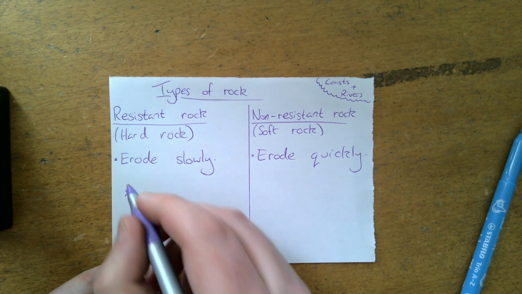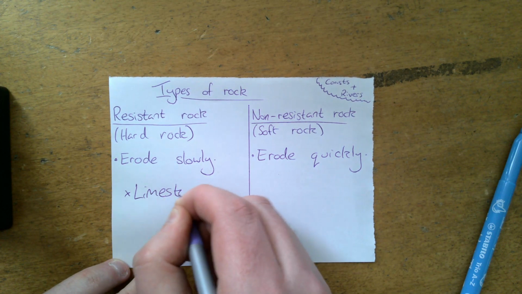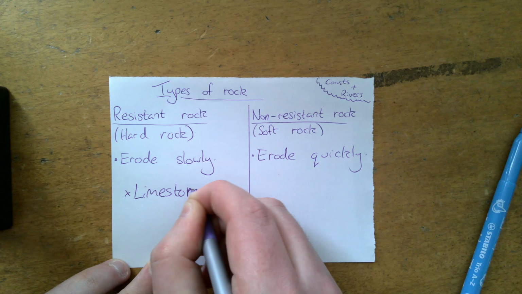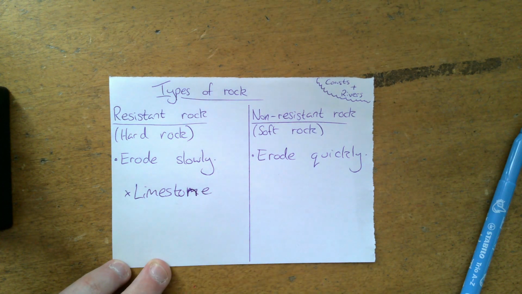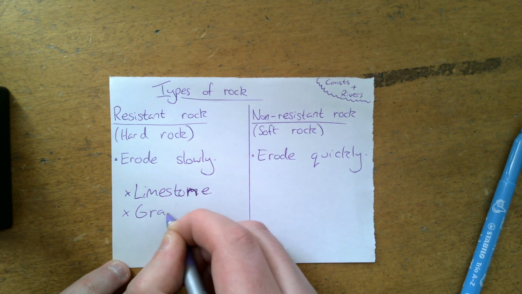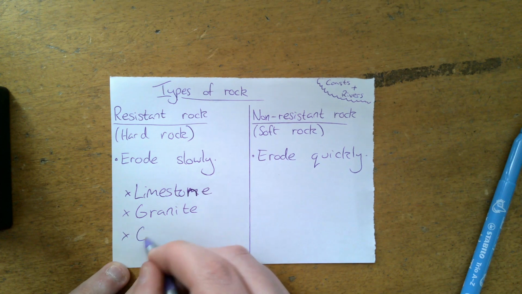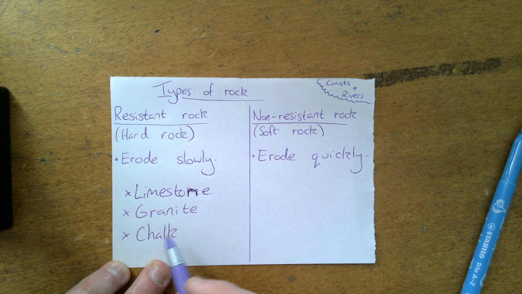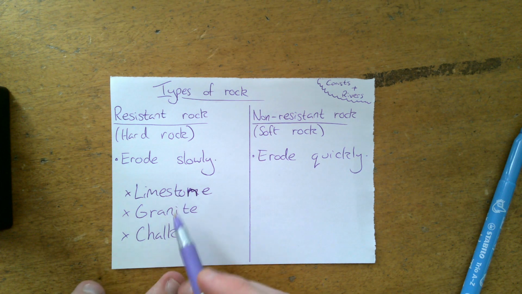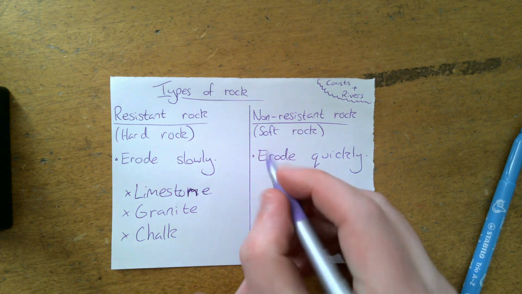Now you also need to know a few different types of these rocks. So, first, in terms of hard rock, we've got examples such as limestone. Limestone. We've got granite, the same kind of rock you might see in your kitchen. And you've also got chalk, like you might see in the White Cliffs of Dover. These are resistant materials and they take a long time to erode away.